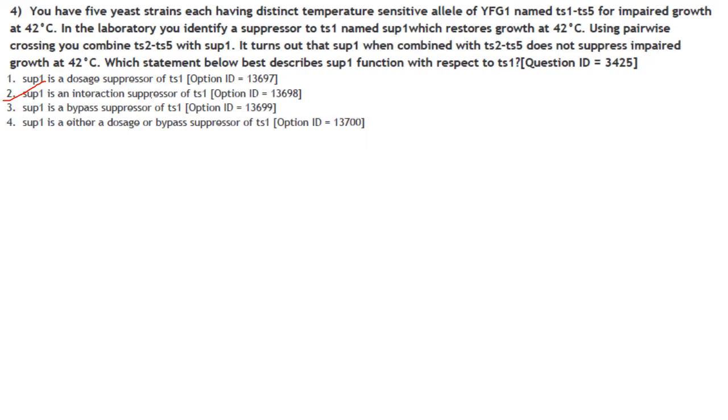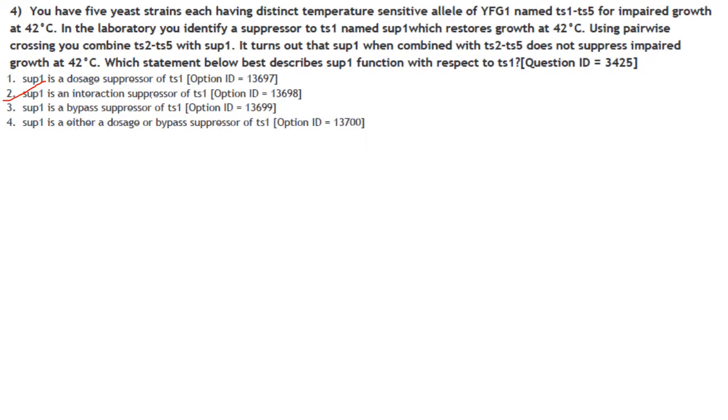So T2 with suppressor 1, T3 with suppressor 1, T4 with suppressor 1, T5 with suppressor 1. It turned out that suppressor 1 when combined with T2 to T5 does not suppress impaired growth at 42 degrees Celsius, just like it had done to TS1. So for T2 to TS5, it is not a suppressor for impaired growth at 42 degrees Celsius.